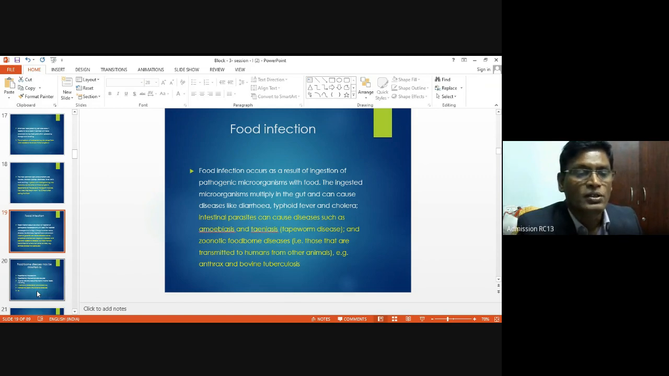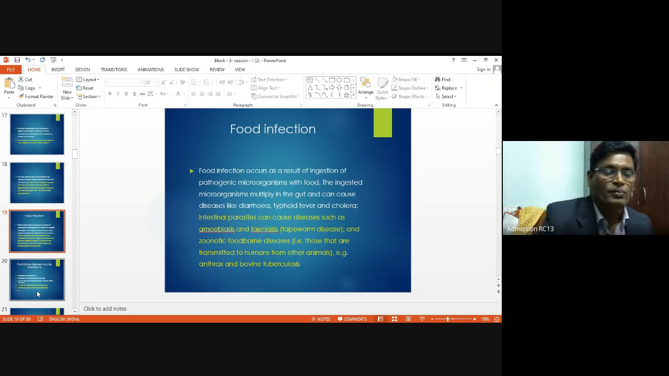These diseases also can occur in human beings after consuming this kind of contaminated food. And zoonotic foodborne diseases are those transmitted to humans from other animals. Zoonosis means a disease transmitted from an animal source to human beings. If the source of the disease is animals, for example anthrax and bovine tuberculosis, they come from animals to human beings.